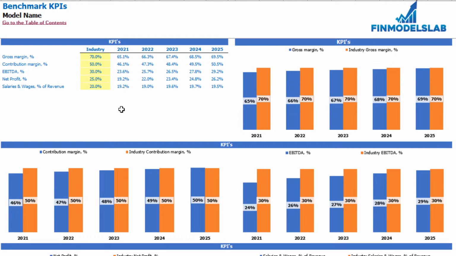So below you may see the same information in graphical form. As the orange columns you may see the industry values or industry benchmarks, and as a blue column you may see the values produced by the model. So you may compare it in graphical form as well.